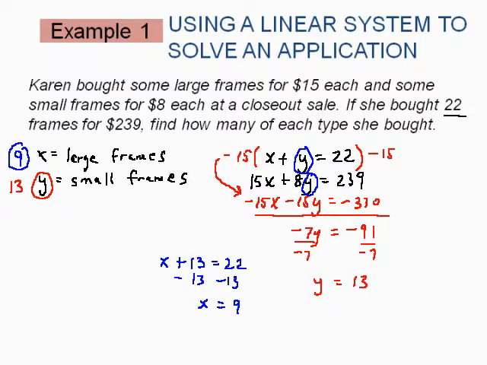And I see a lot of students mix those two numbers up and not check, and then they miss it on the test. They put 13 large and 9, so they don't understand what they're doing. Now, to check this, how would you check it? Well, you would take the large frames times $15, the small frames times $8, add them together, and you better get what? $239, and I do believe you will, and it will check.